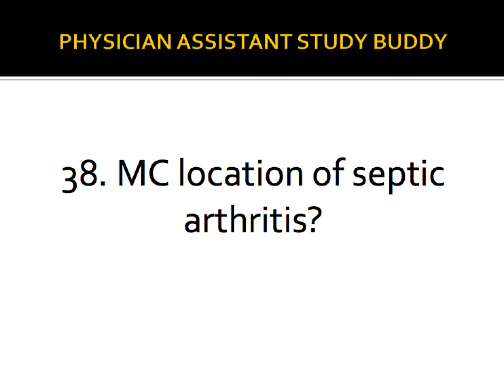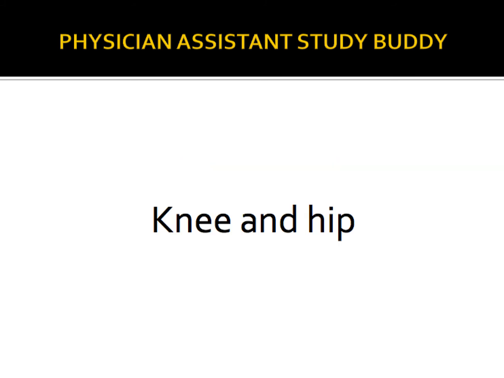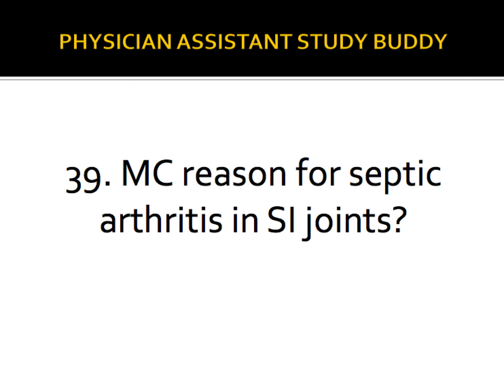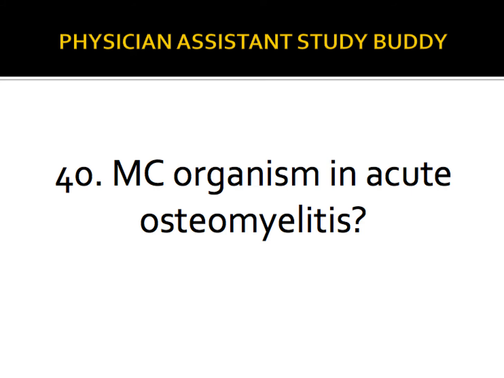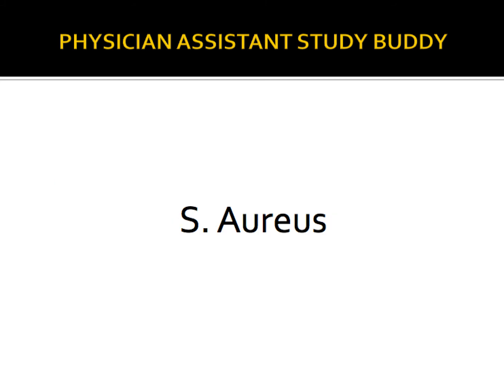What are the most common locations of septic arthritis? That would be the knee and the hip. Most common reason for septic arthritis in SI joints. The question may tell you the patient has septic arthritis in SI joints, and they'll give you certain medical conditions the patient has, but the most common reason would be IV drug use. Most common organism in acute osteomyelitis. This will be Staph aureus as well.